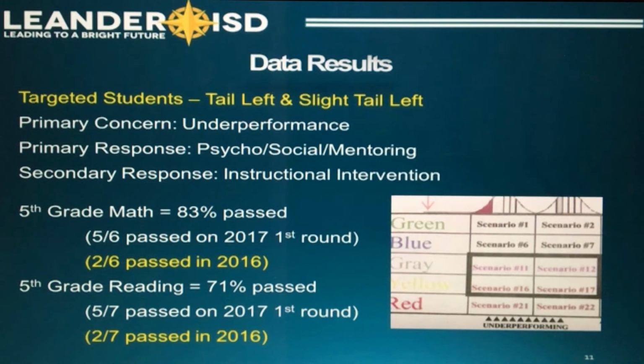For our 5th grade math students, there were 6 of them that we were targeting. 5 of the 6 in this first round passed the test. There were 2 in the previous year, only 2 out of those 6 had passed previously. So we had several students that had not passed before. All of them significantly scored better than they had scored previously. So 83% passing rate for this first round in our 5th grade math.